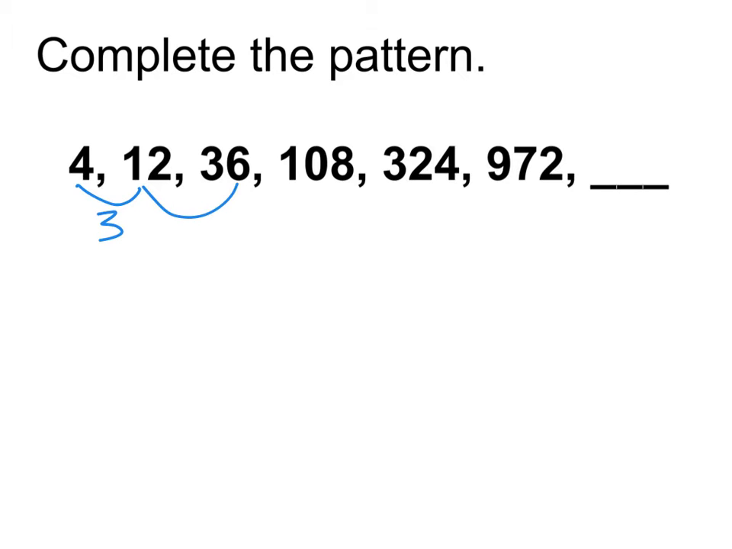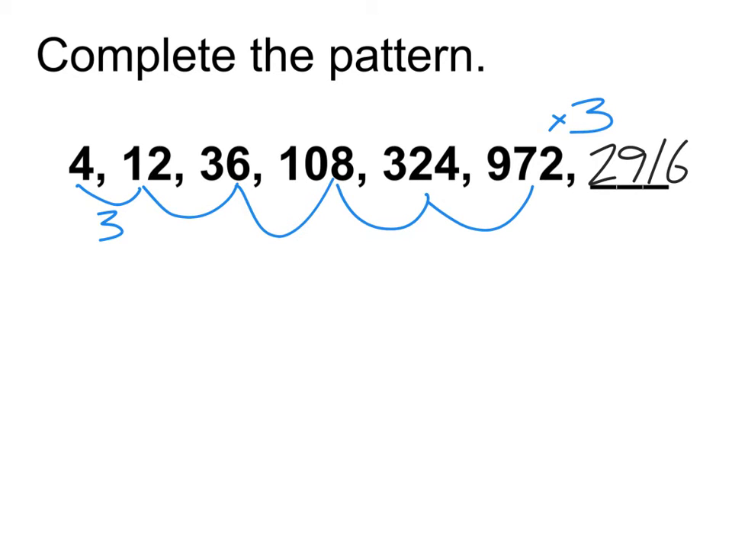Times 3, yes. Times 3, yes. That appears to be working. We check it, yes, it's all working. And so we take 972 and we multiply that by 3. And that ends up getting our pattern here. So you should be getting an answer of 2,916.